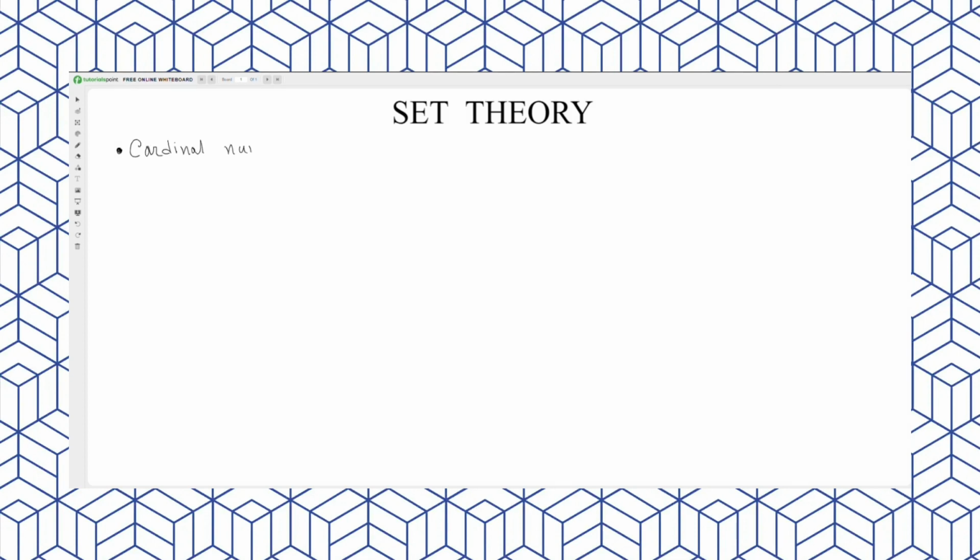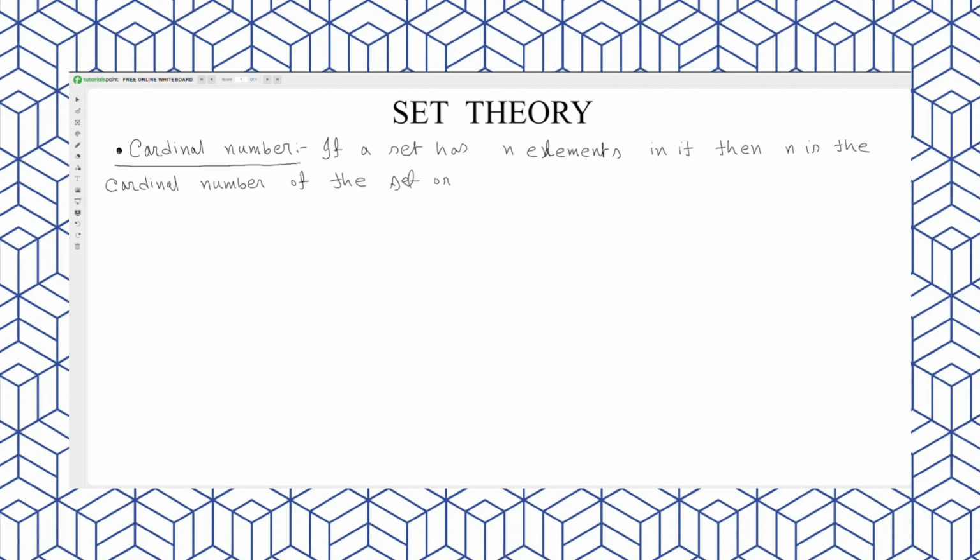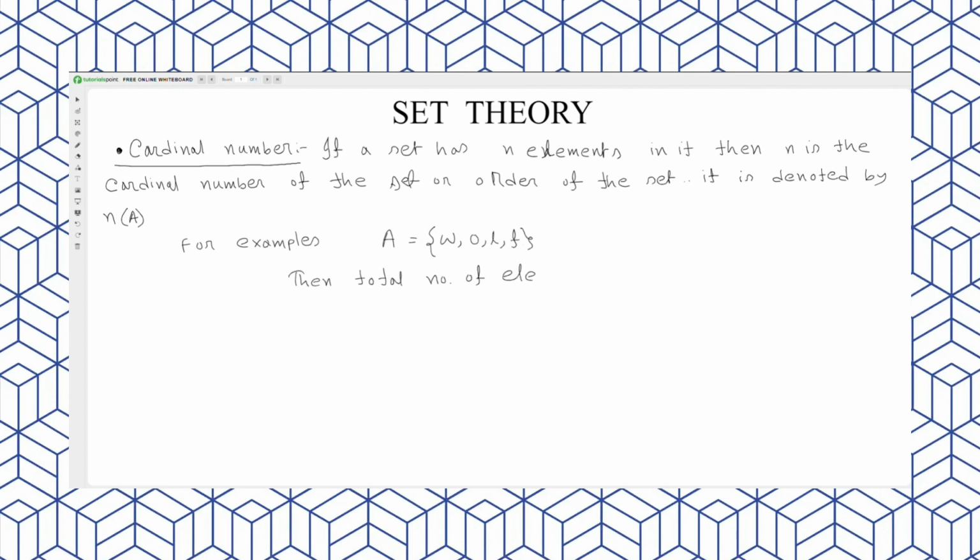Cardinal number: if a set has n elements in it, then n is the cardinal number or order of the set. Basically, the total number of elements in a particular set is the cardinal number and it is denoted by n(A). For example, let A equal to, in tabular form, {W, O, L, F}. The total number of elements is n(A) = 4. Now let's start with the types of sets.